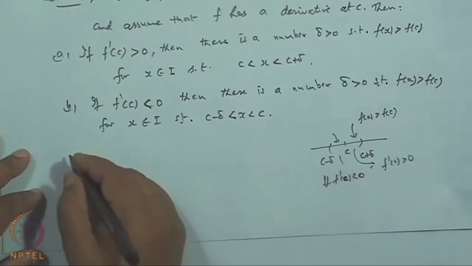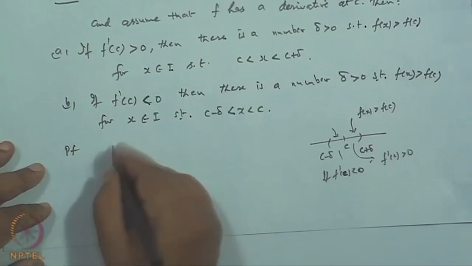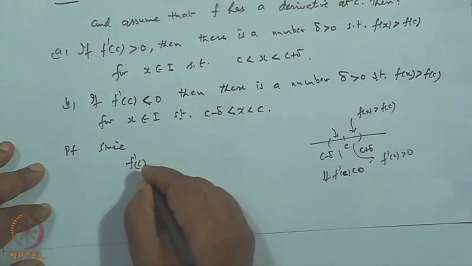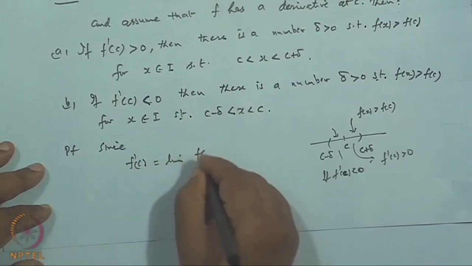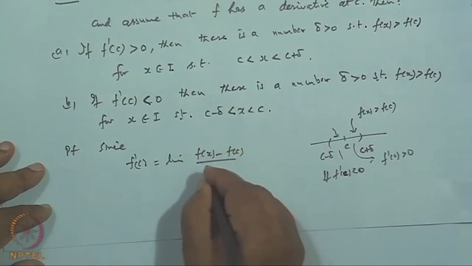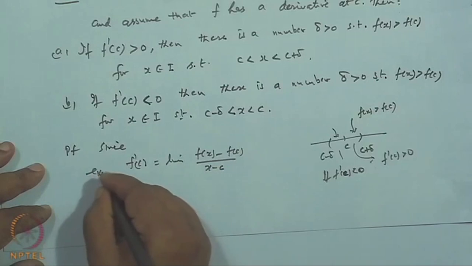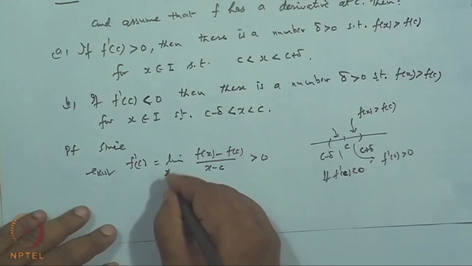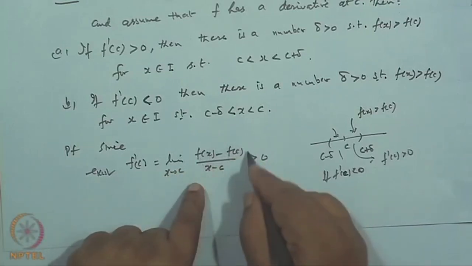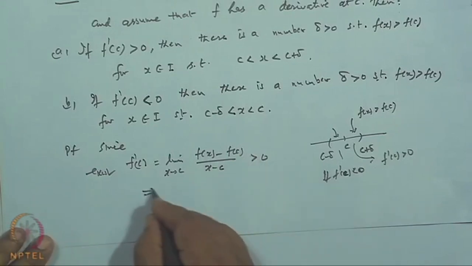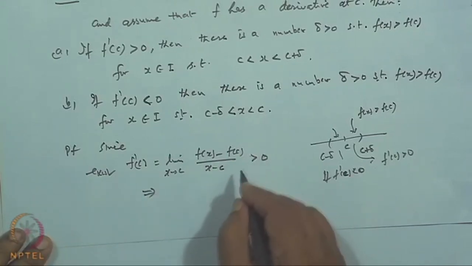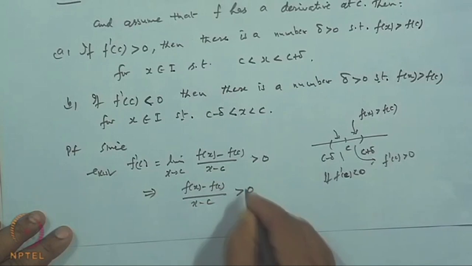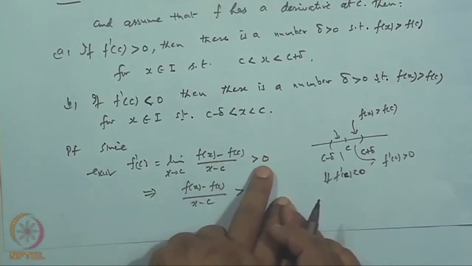In fact, the proof of this is very simple. Since the derivative f prime of c exists, which is the limit of f of x minus f of c over x minus c, this exists and it is given to be greater than 0. Now, when the limit as x tends to c is greater than 0, then obviously this entire quotient must be positive. Otherwise, if it is negative, we cannot get the limit to be strictly greater than 0.